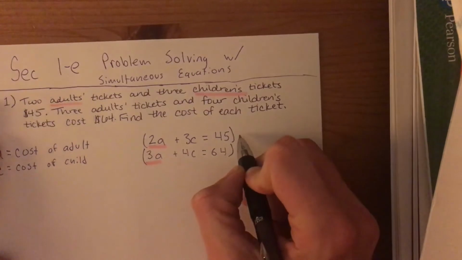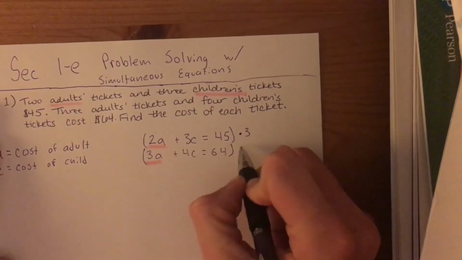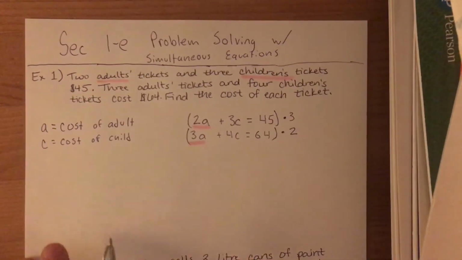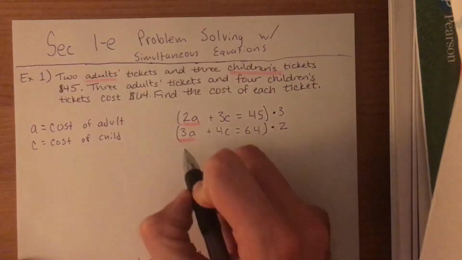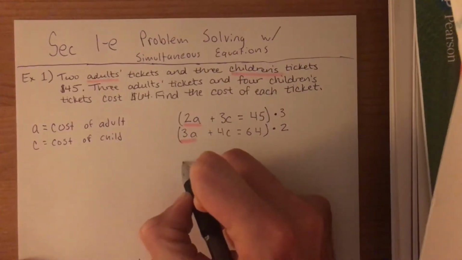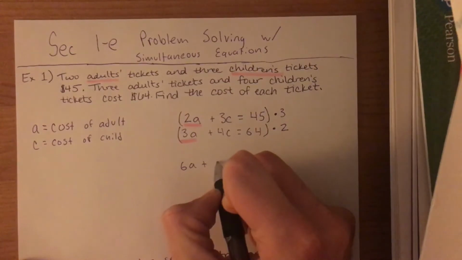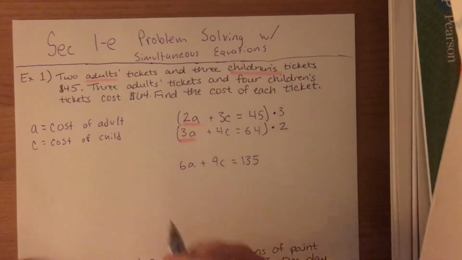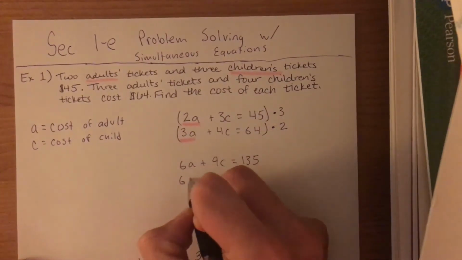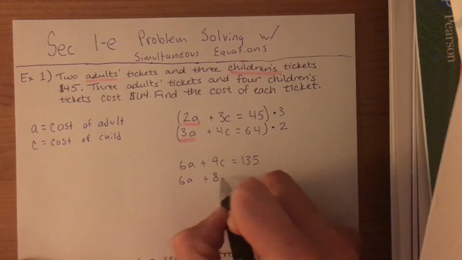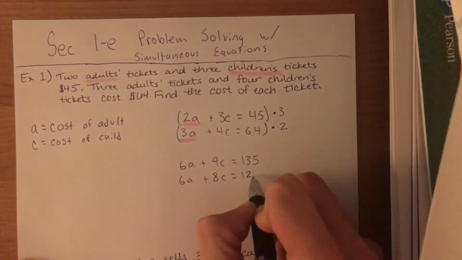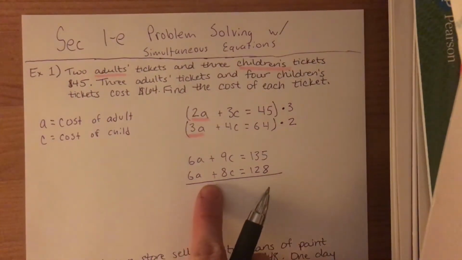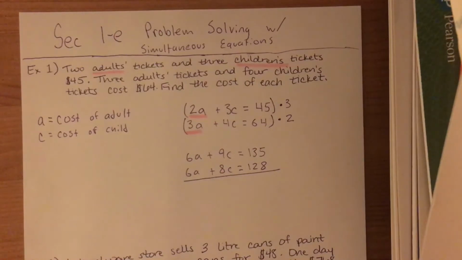So what I'm going to do is I'm going to multiply this by 3, and I'm going to multiply this by 2 here. So I'm going to write the new equations over here. Actually, I'll just bring them down here. So that's going to give us, the first equation is going to be 6A plus 9C equals 135. The new second equation here is going to be 6A plus 8C equals 128.